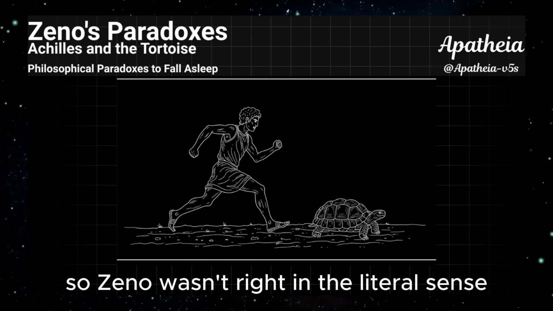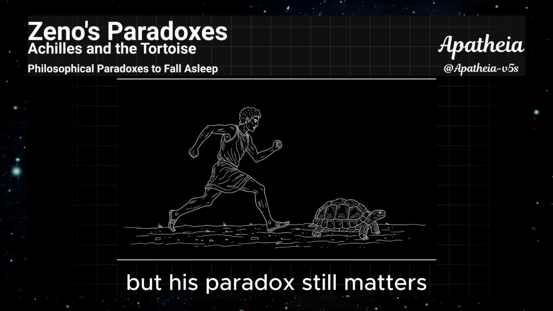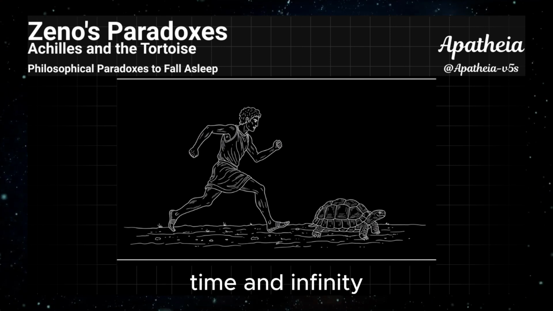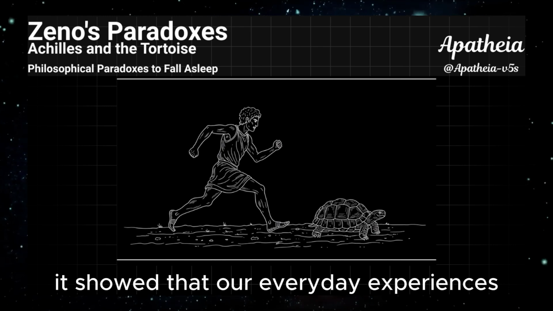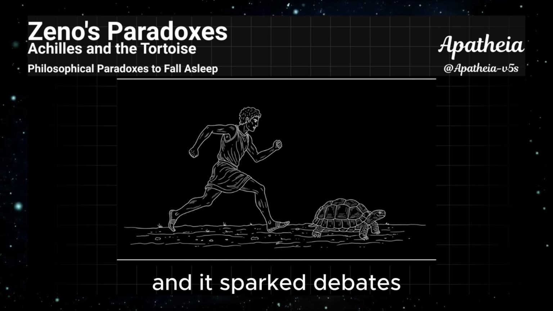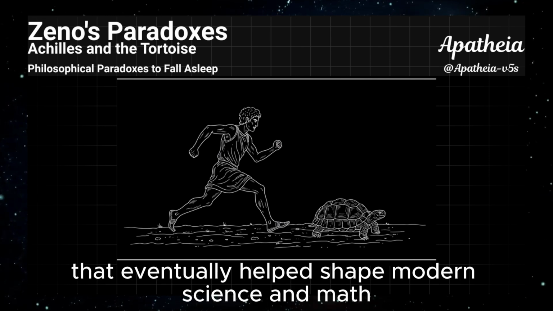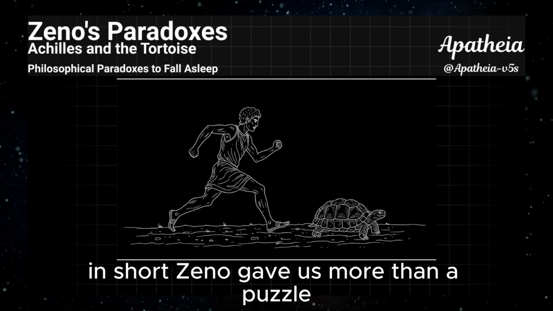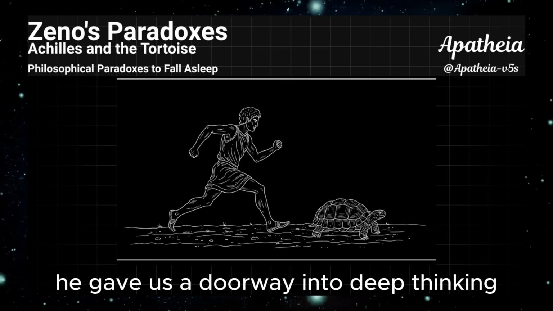So Zeno wasn't right in the literal sense, but his paradox still matters. It forced people to think deeply about space, time, and infinity. It showed that our everyday experiences don't always match our logical explanations, and it sparked debates that eventually helped shape modern science and math. In short, Zeno gave us more than a puzzle. He gave us a doorway into deep thinking.